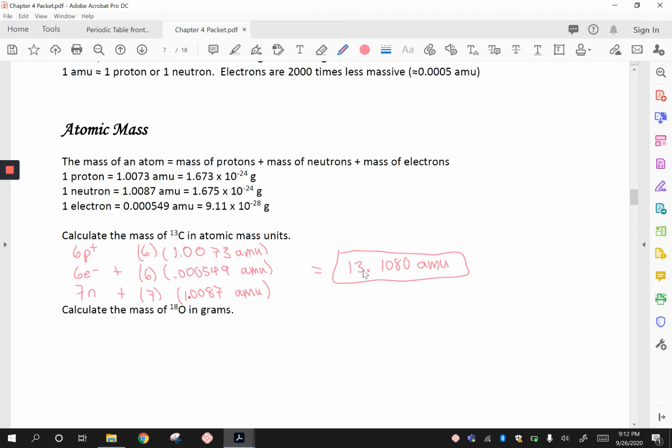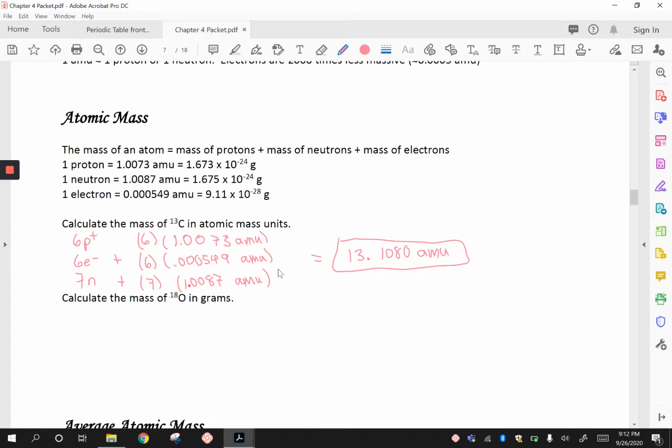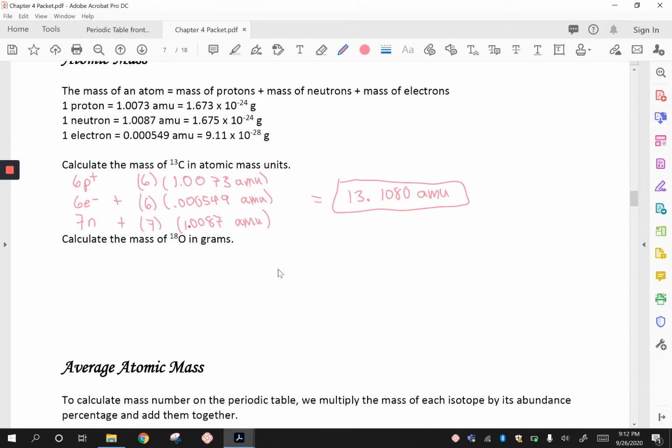Versus the mass number, the atomic mass is a little bit more exact because it takes into account exactly how many protons and neutrons and electrons and their exact masses, and we add them all together. So just a slight difference between atomic mass versus mass number here. Mass number is usually the whole number, rounded number of the atomic mass. Okay, what if we wanted it in grams?